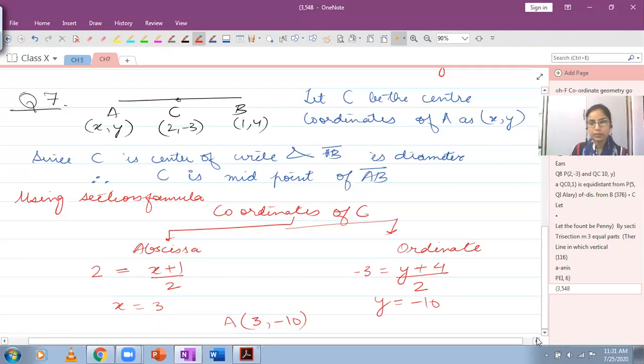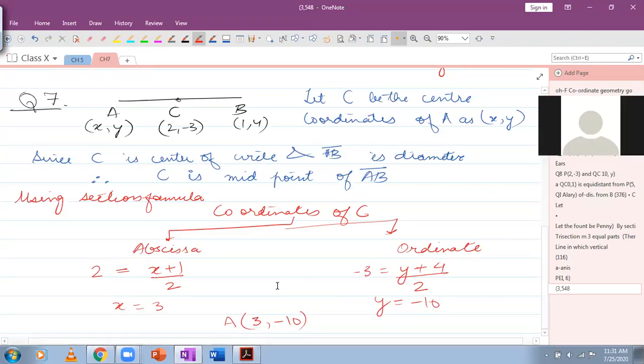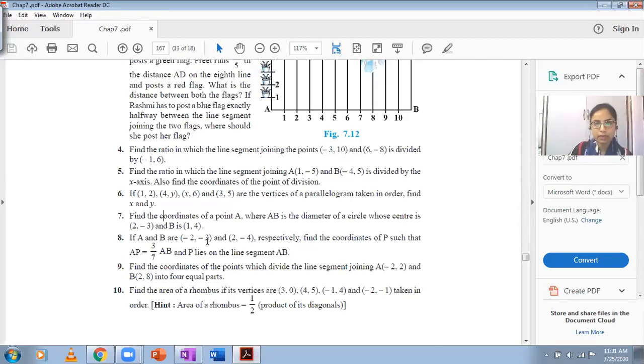Let's go to the next question. Yes, ma'am. All right. Next question, we have A and B given as these. The coordinates of A and B are given to you. So this is A and this one is B. Find the coordinates of P such that AP is equal to 3 by 7 of AB. So this actually will help us find out the ratio in which point P divides the line segment AB. It's indicated that P lies on line segment AB. So if I had to just roughly show this, we have AB, and P is lying on this somewhere.